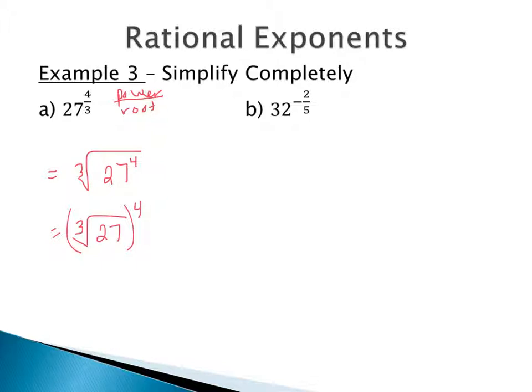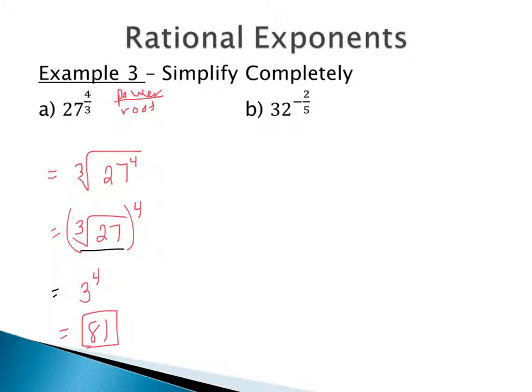But either way, from here, we just want to evaluate this. Working inside our parentheses, the cube root of 27 would just be 3, still raised to the 4th power, and then 3 to the 4th is going to be 81. So 27 to the 4 thirds power is really equal to 81.